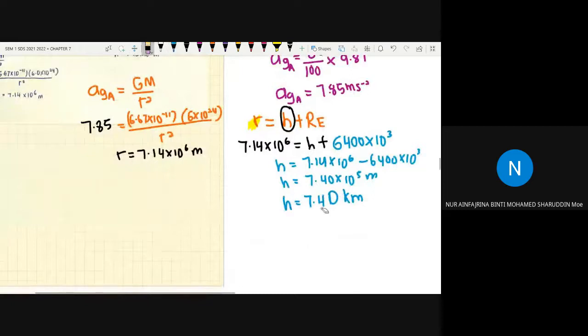No, Miss merepek. Ayo, nak tukar unit pun tak reti dah. Ataupun awak akan dapat 740 kilometer.